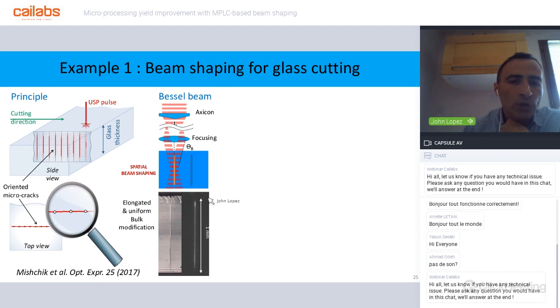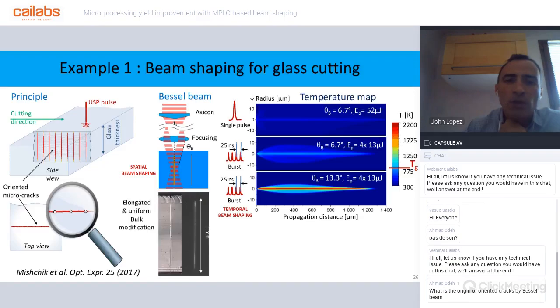You control the conical angle, and you can see there below the plasma luminescence produced by such a Bessel beam. The length of the beam is 1 millimeter. This is in soda lime glass, and this is a kind of modification that can be produced inside the glass. We did some calculations, and thanks to this spatial beam shaping, we can produce intense modification. You can see the temperature of the glass.